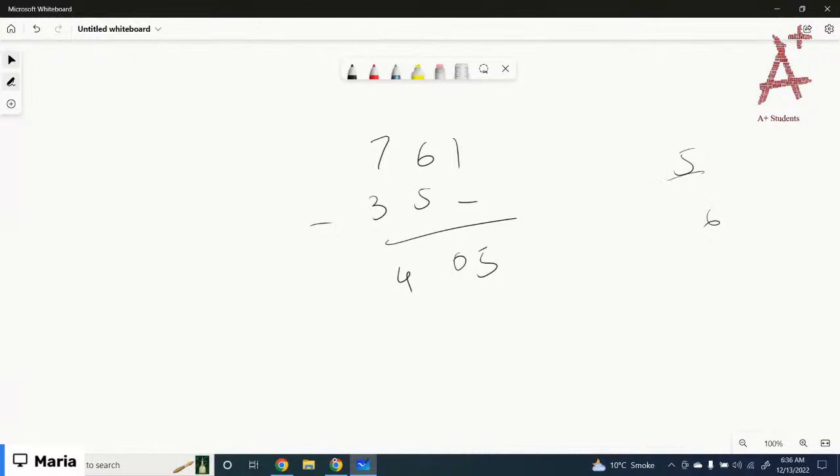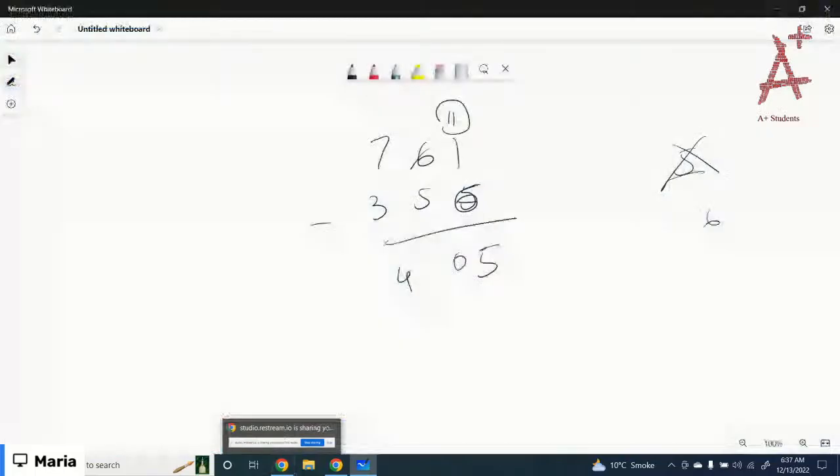Let's start with the one. 5. You have to borrow 1. 11 subtract 5 is 5. No, that means this isn't the correct option. 11 subtract 6 is 5, isn't it? That means the correct option is 6.